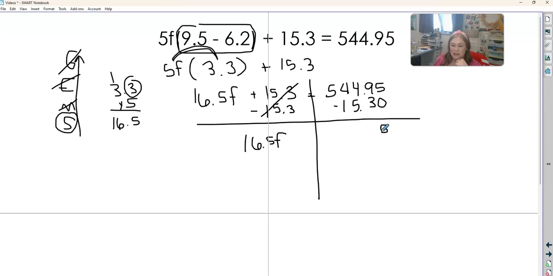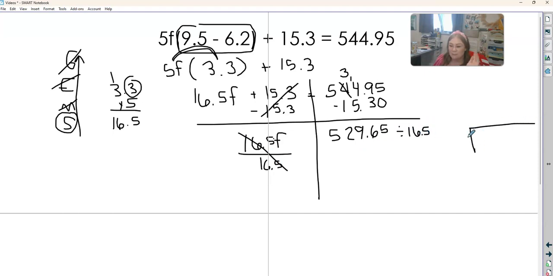And then we'll subtract here. There's 5, 6. Then we need to subtract here. So 14 minus 5 is, or borrow there, is 9. 3 minus 1 is 2. And 5, subtract there. So now we have 16 and a half Fs, and those are multiplied together. So we need to divide by 16 and a half on this side and on this side. When I do this problem, I have to move this decimal.